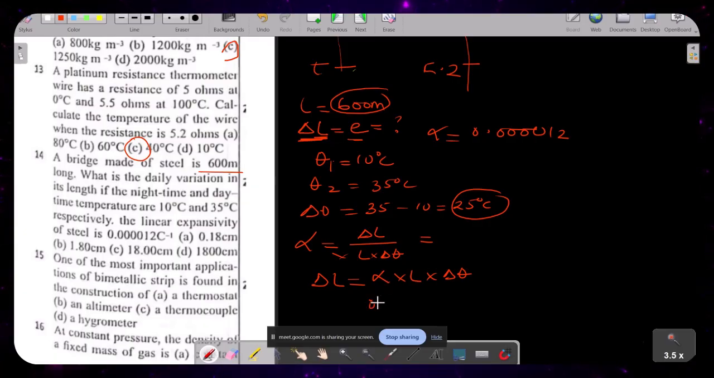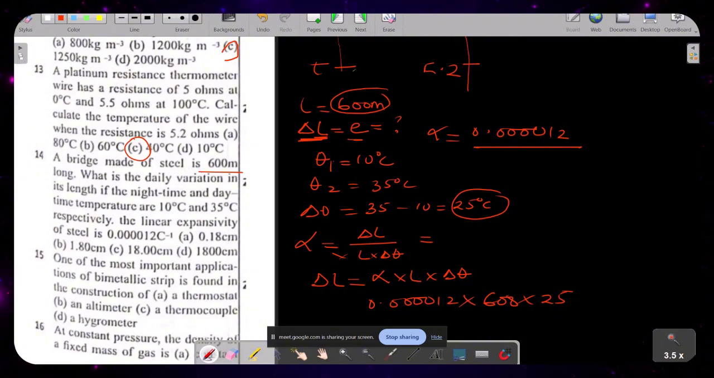So what is your linear expansivity? 0.000012. It was given to you in the question. All right, times what is your length? Your original length is 600, times what is your change in temperature? 25 degrees Celsius. The question is, why did you not change that 25 degrees Celsius to Kelvin?